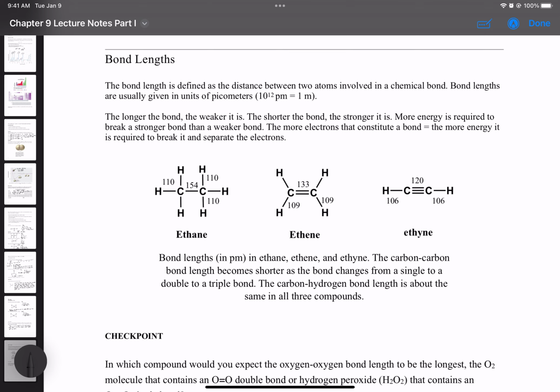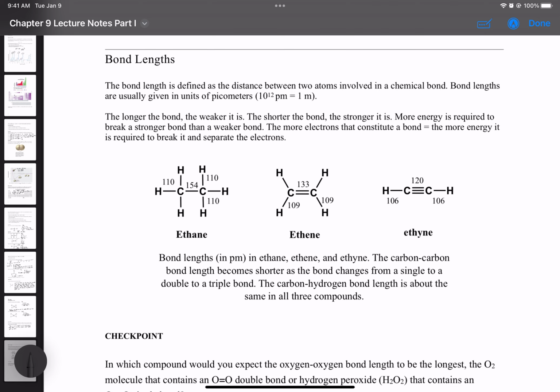And that's because usually when we have shorter bonds, there's more electrons between the two atoms. So for example, here's a single bond here, a double bond in the center for ethene, and a triple bond for ethylene. And you see here the bond lengths do seem to follow a pattern. The CH bonds get shorter as we move from left to right, 109, 110, 109, 106. But it's not as dramatic as the change in bond length for carbon, which is 154, 133, and then 120.